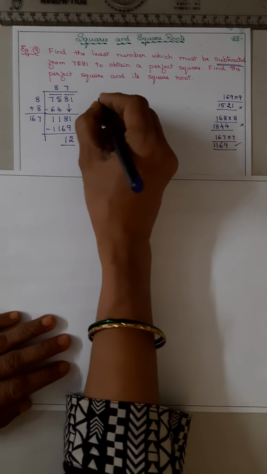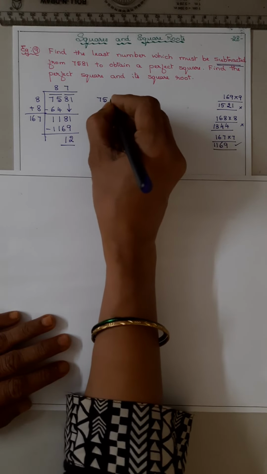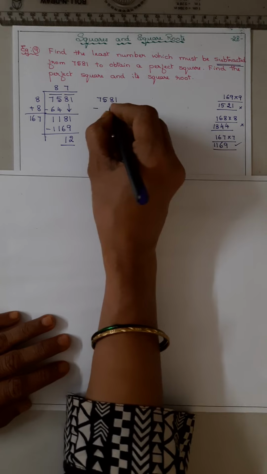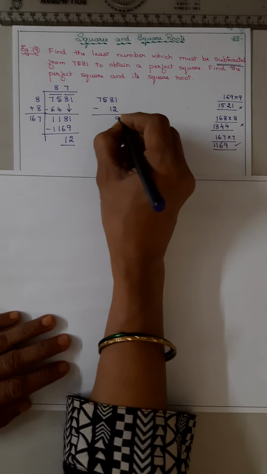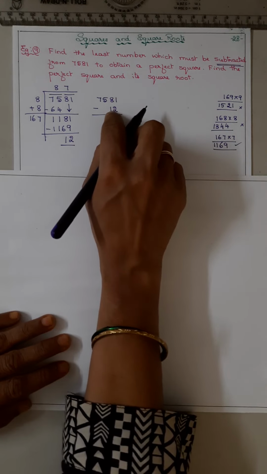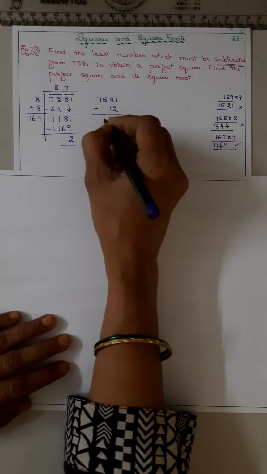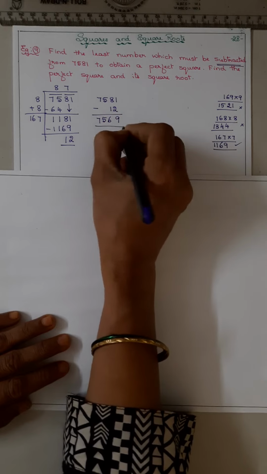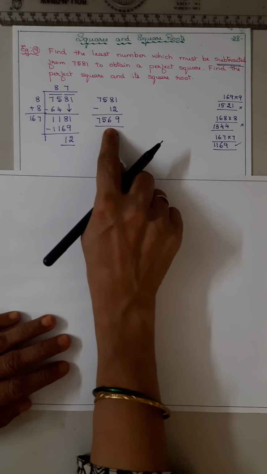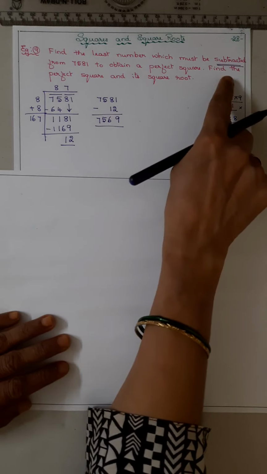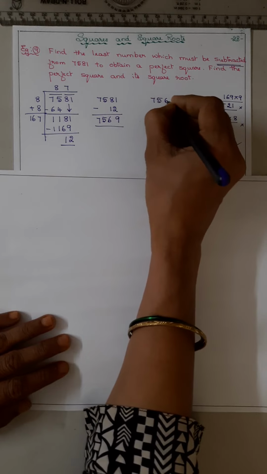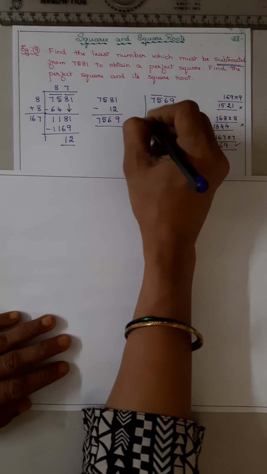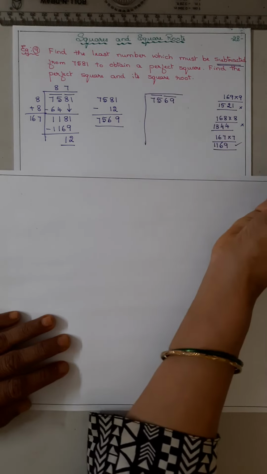So now you subtract 7581 minus 12. 11 minus 2, 9. Now 7 minus 1, 6. Now 5 as it is, 7 as it is. So this is the perfect square. We have told, no? It is the question. Find the perfect square. This is the perfect square. Again write it here. And now find the square root.